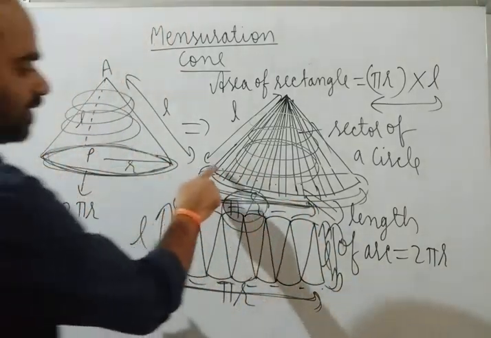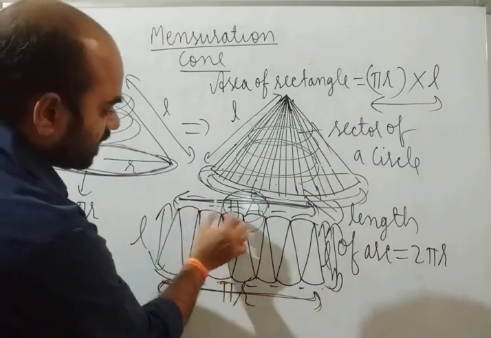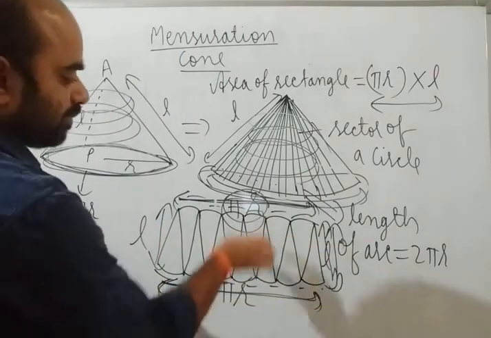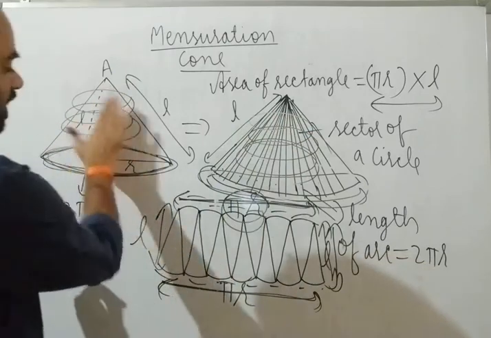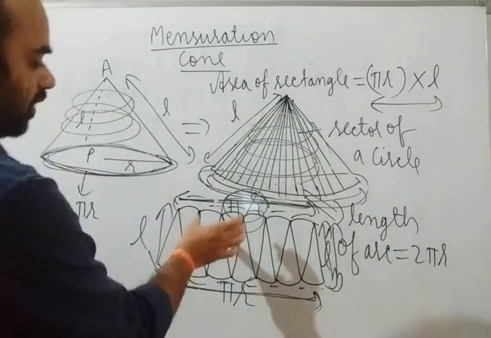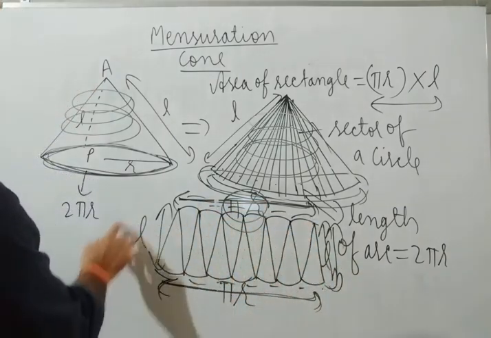Clear? And this length of arc will be equal to 2 pi r. When you have arranged, see, this length, all of this gives a total of 2 pi r. It means pi r here, pi r here. Since it is a rectangle, we want this area, that is the area of the sheet, the area of the paper used. That will be the area of the rectangle, length into breadth. Breadth is the radius, that is L.